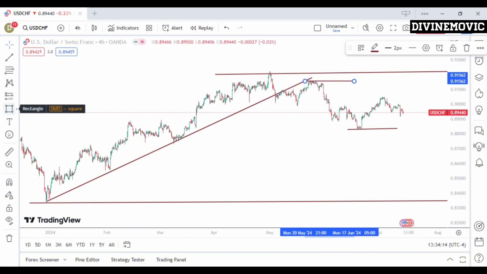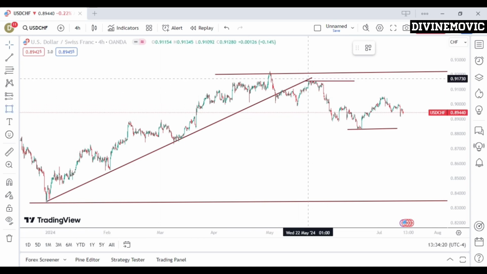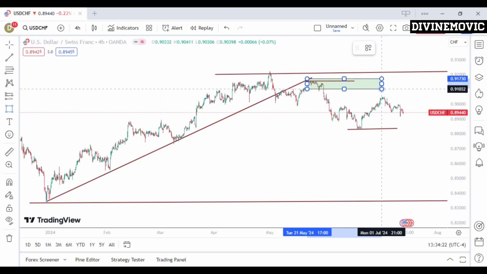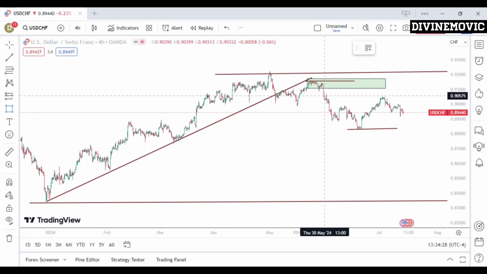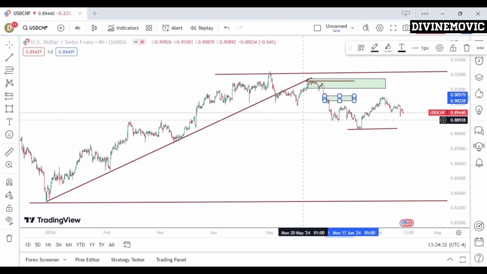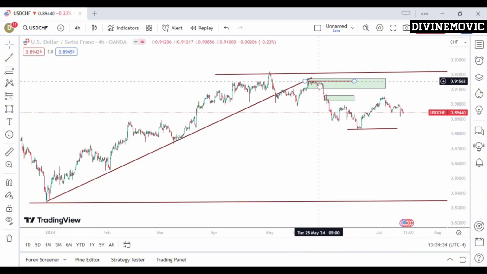If I'm to identify the supply zone here, I can simply see that this point here is the supply zone. This point here is the supply zone as well. This point too is a supply zone. Why is it a supply zone? Because here is a rally, a base, a drop. Now a drop, a base, a drop. So this point here is a point of supply.